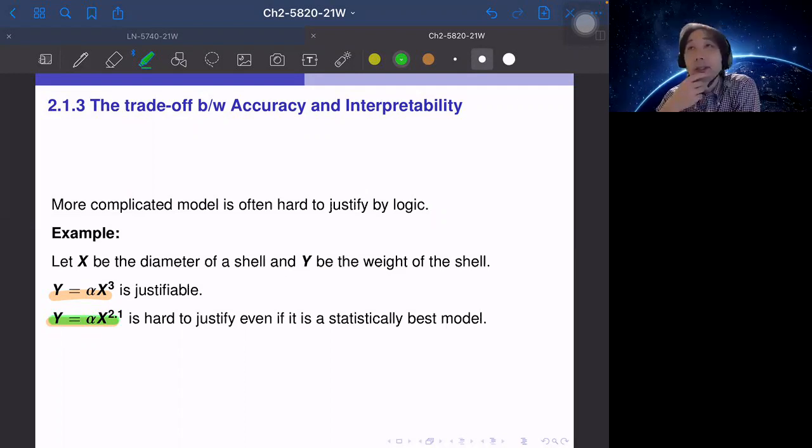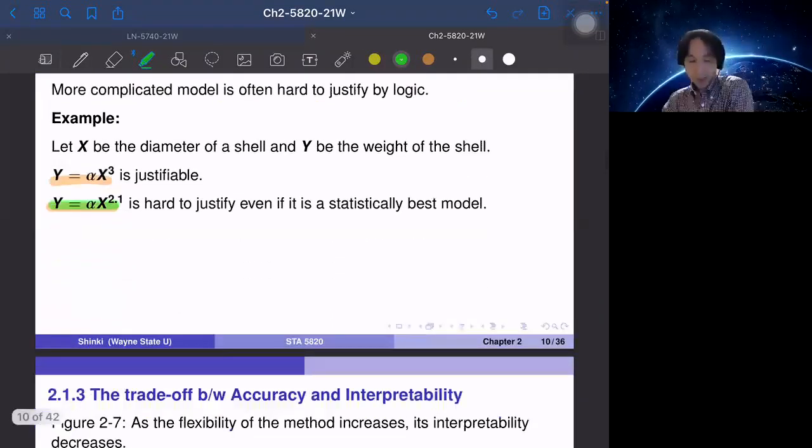I don't know. A person with a height of 1 meter and a person with a height of 2 meters are not similar, right? They have different shapes. So the square is sometimes justifiable. With 2.1, maybe fewer people can justify it. So yeah, it really depends on the context.